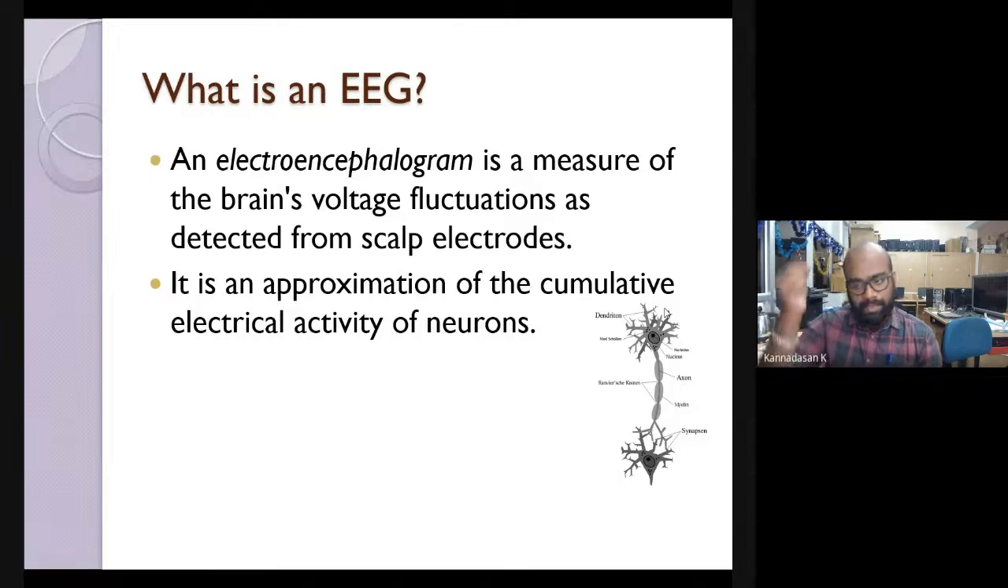So when I place one electrode on my scalp, I will be collecting the activity of so many neurons, not only a single neuron's activity. I'll have a cumulative electrical activity of many neurons, and I'll approximate it. Approximation means I'll just be adding, a summation of all these neurons in that particular place. So we are trying to capture the brain's voltage from the scalp electrodes.